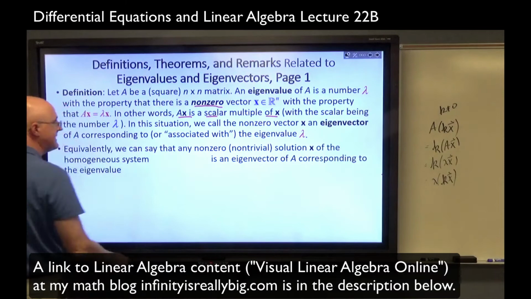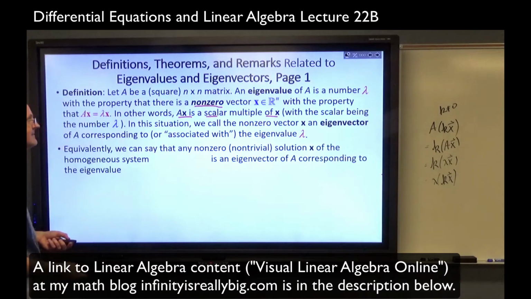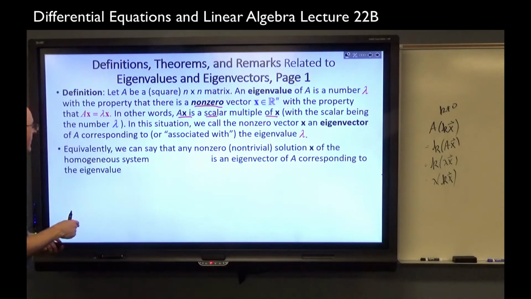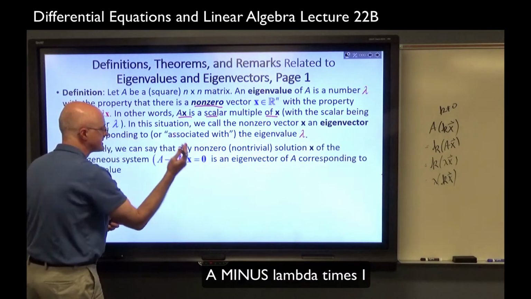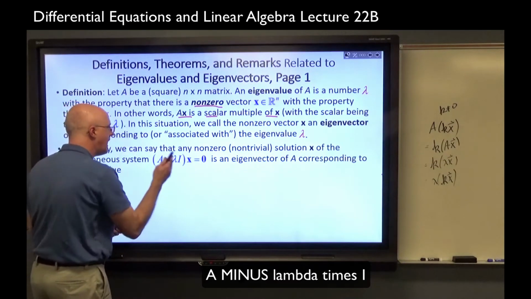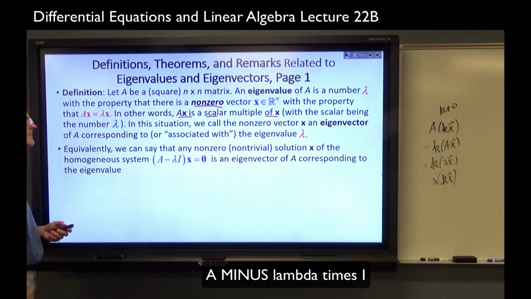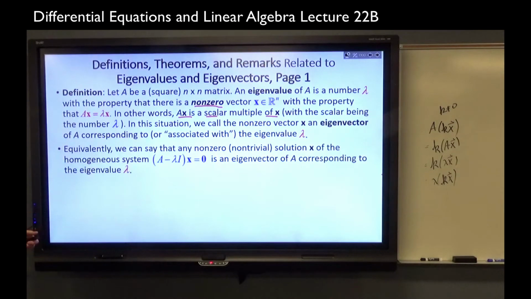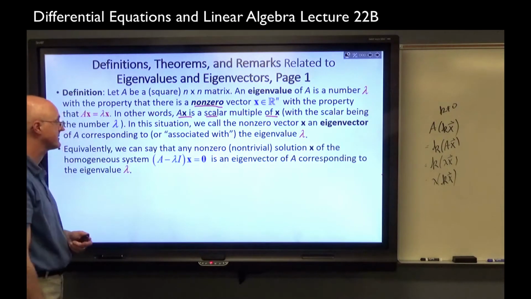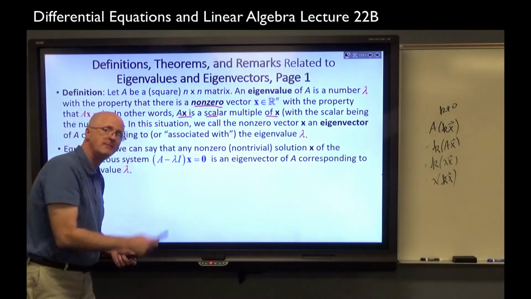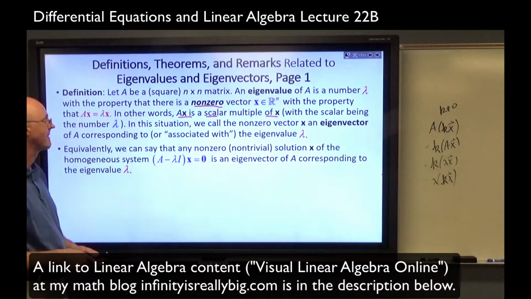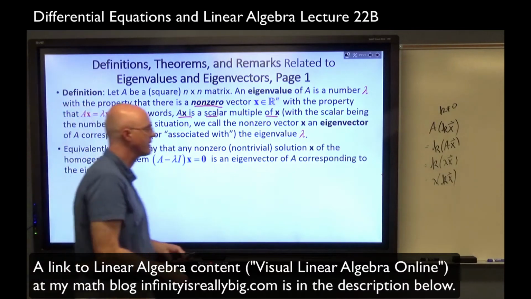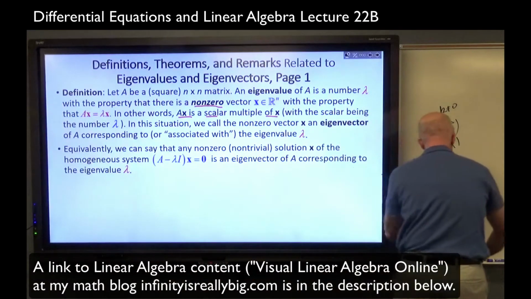Equivalently, we can say that any non-zero solution x, non-trivial is equivalent to non-zero, of the homogeneous system, (A minus lambda I) in parentheses times x equals the 0 vector. Any non-trivial solution for that is going to be an eigenvector corresponding to the eigenvalue lambda, if there are non-trivial solutions. And in fact, there will only be non-trivial solutions when lambda is an eigenvalue. Okay? Where did that equation come from? I talked about that before as well.